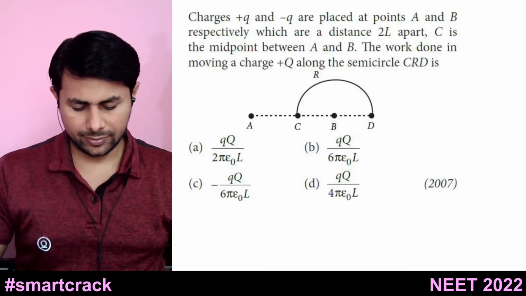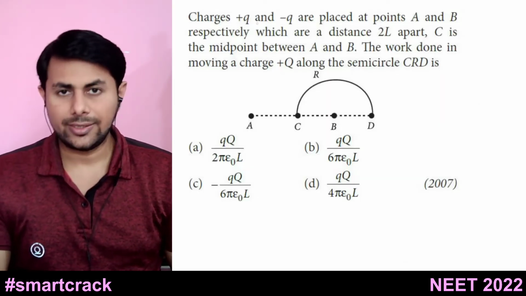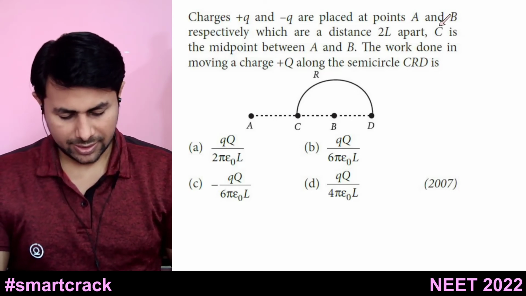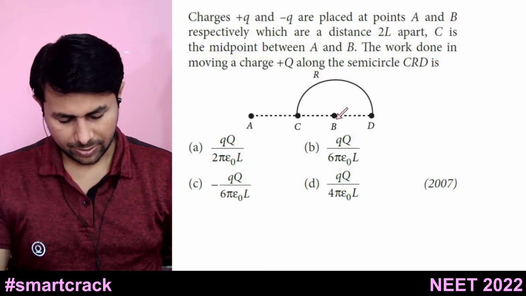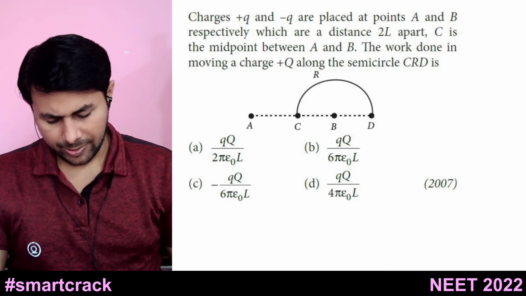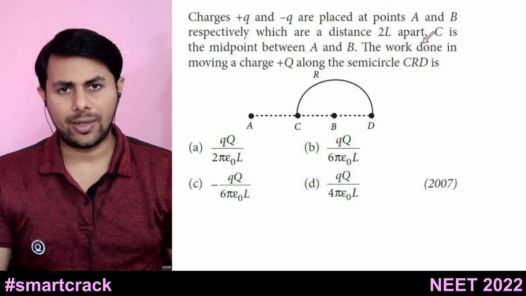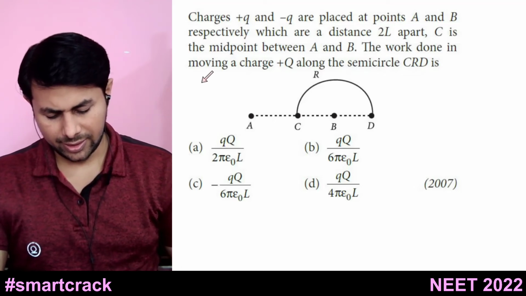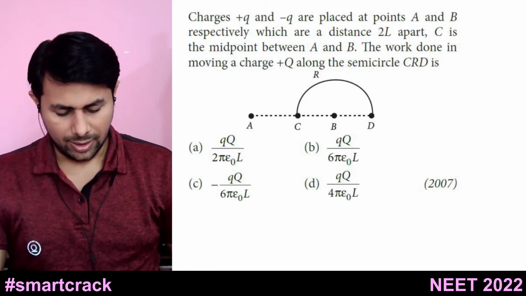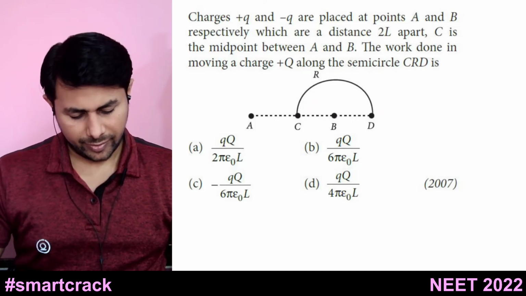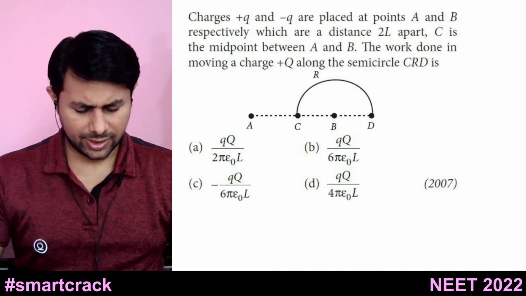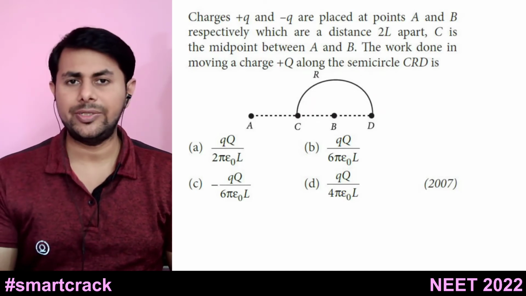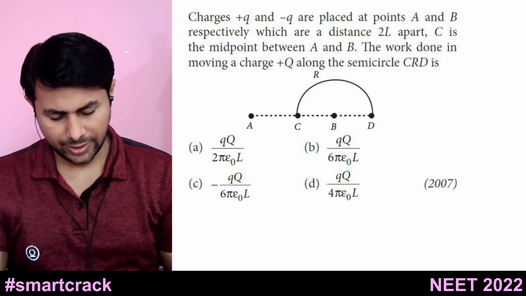Next question. Charges plus Q and minus Q are placed at points A and B respectively, which are at distance 2L apart. C is the midpoint between A and B. The work done in moving the charge plus Q along this semicircle CRD is, if this is simple, there will be some initial potential at this point.